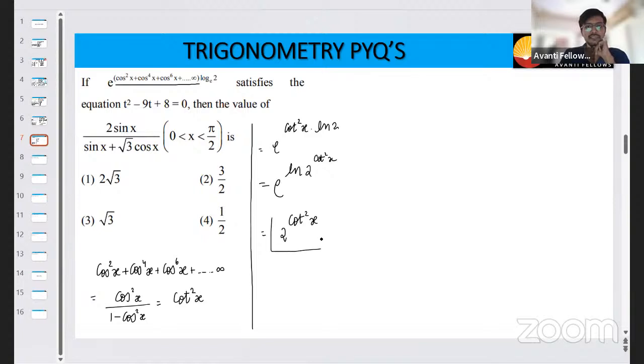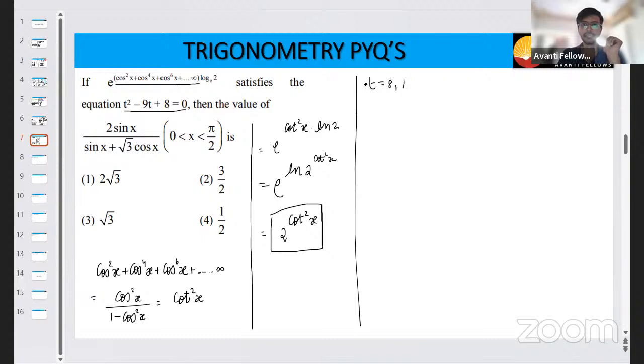Now, it says that this is the root of this equation. That means it satisfies this equation. So let us solve the equation. What will we get? It is factorizable, right? 8 1s are 8. Minus 8 minus 1. So t is 8 or t is 1. That means 2 raised to the power cot square x is 1, or 2 raised to the power cot square x is 8. What is meant by this 1?